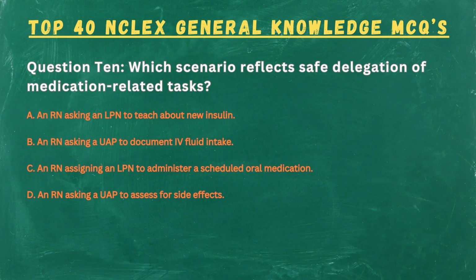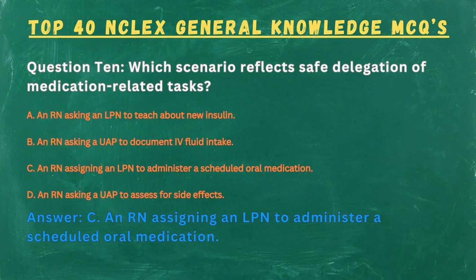Question 10. Which scenario reflects safe delegation of medication-related tasks? A. An RN asking an LPN to teach about new insulin. B. An RN asking a UAP to document fluid intake. C. An RN assigning an LPN to administer a scheduled oral medication. D. An RN asking a UAP to assess for side effects. Answer. C. An RN assigning an LPN to administer a scheduled oral medication.